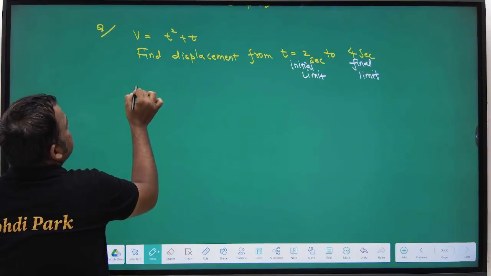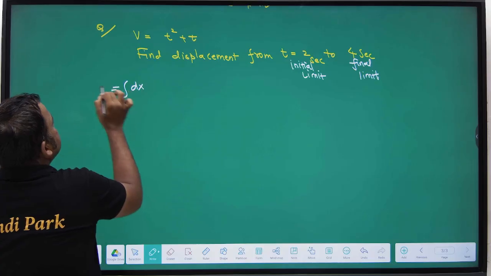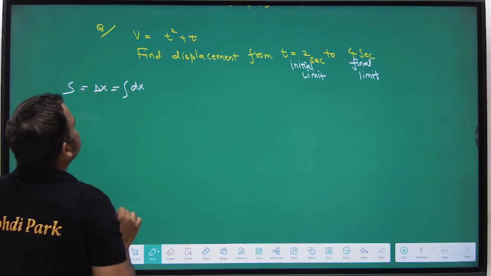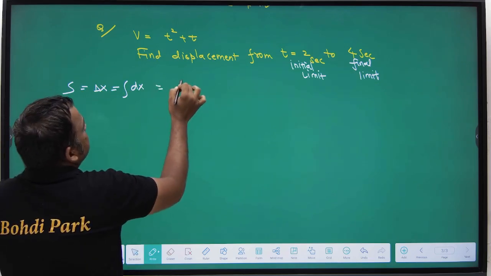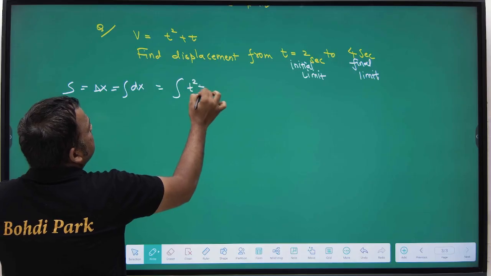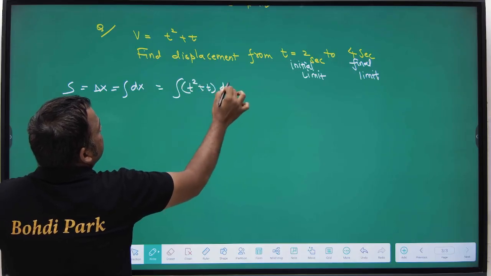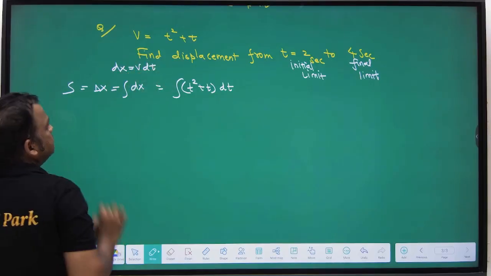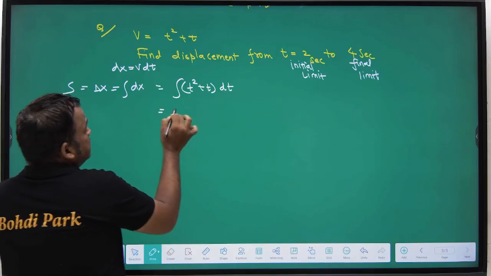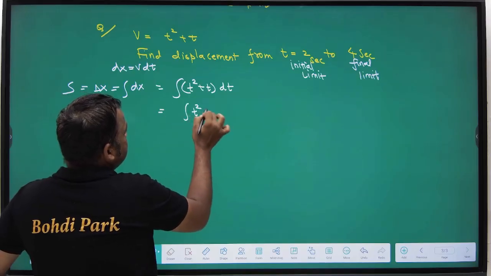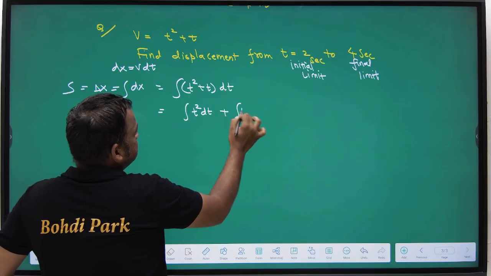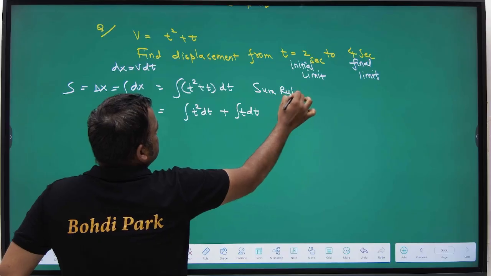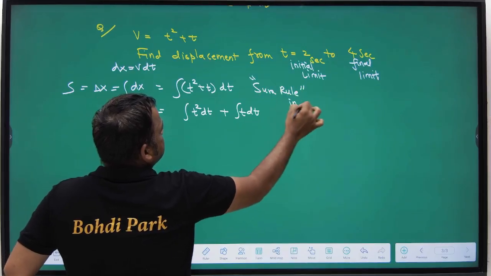So we will find the displacement, integration of dx, we can call it delta x also, or we can call it s, which is the symbol for displacement. It will be integration of t square plus t dt, because we know that dx is equal to v dt. So that is equal to integration of t square dt plus integration of t dt. This is known as sum rule. This is sum rule in integration.